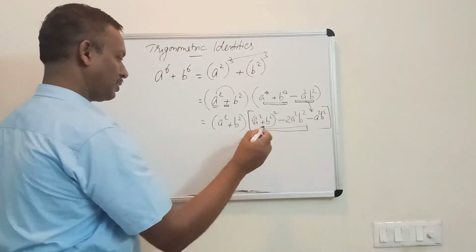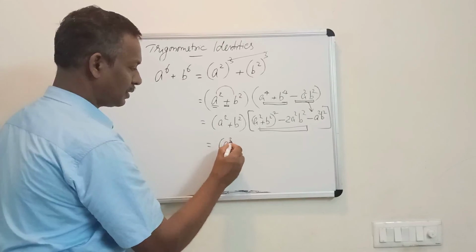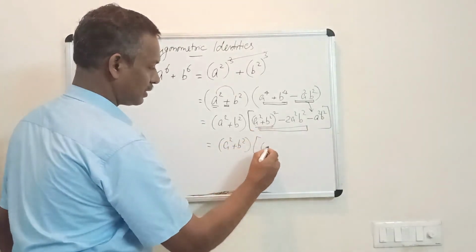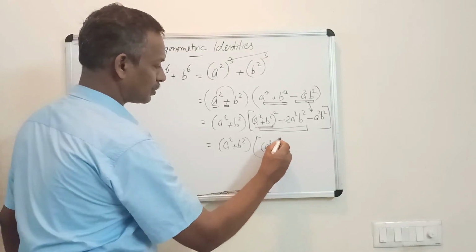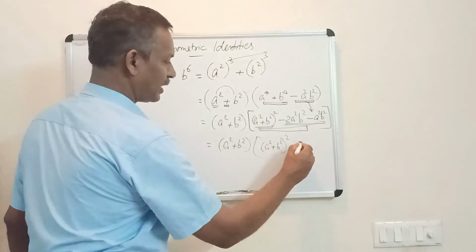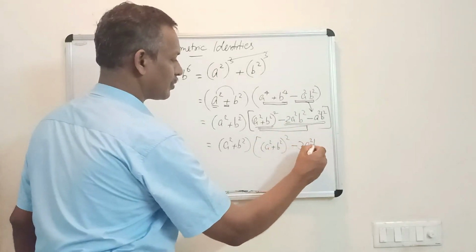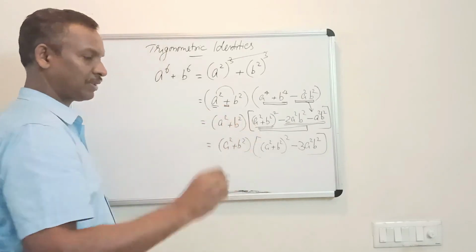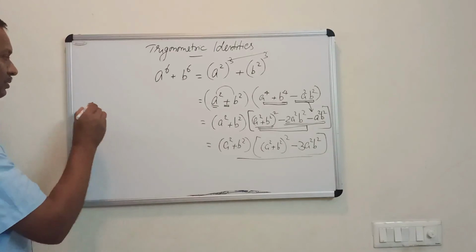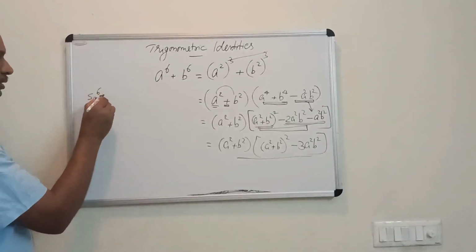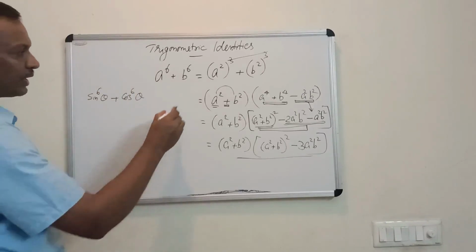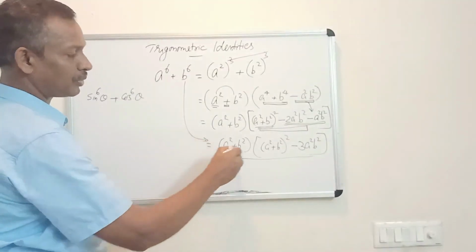Now we can combine all this in the second bracket, a square plus b square. The first one is like that only, a square plus b square the whole square, and we can combine these two and write minus 3a square b square. This is a result, we can use it. If a question is like this, sin raised to 6 theta plus cos raised to 6 theta is asked, you can directly use this last step if you know this.